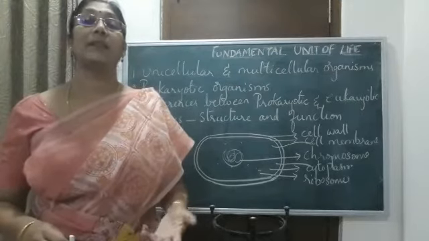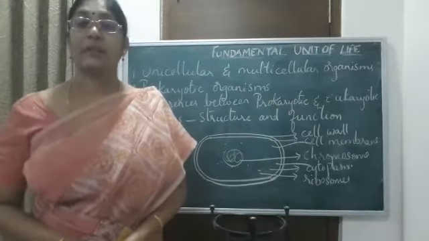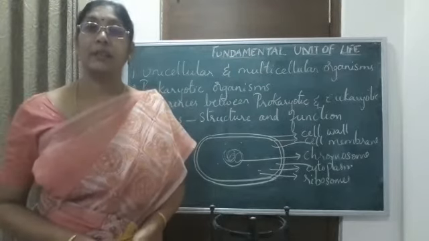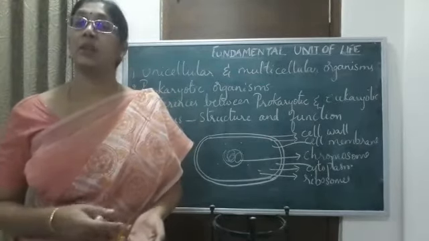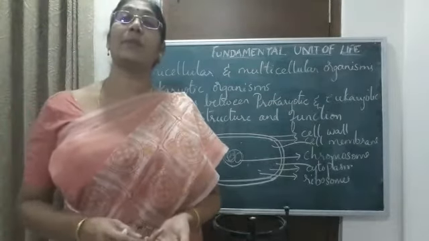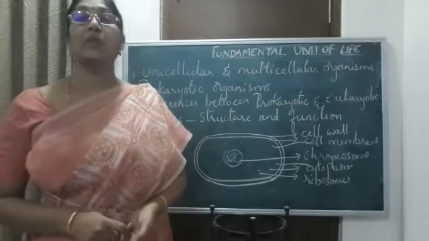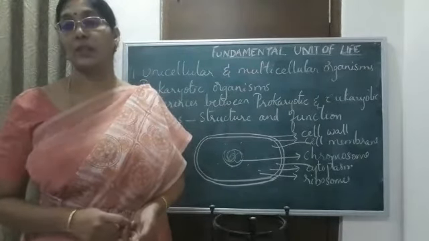Why are cells in different shapes? Why are all cells not of the same shape? The reason is that the shape of a cell depends upon the function that it has to perform. The shape of a cell mostly depends upon the function that it has to perform.